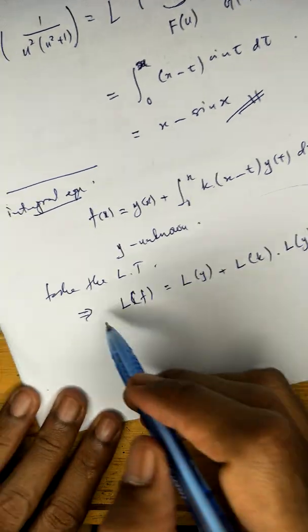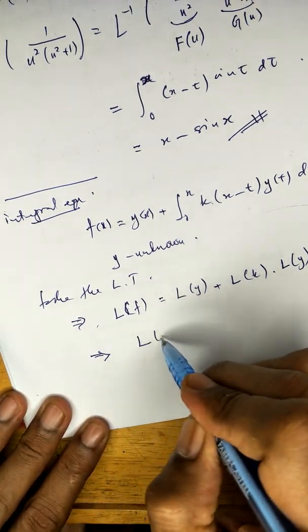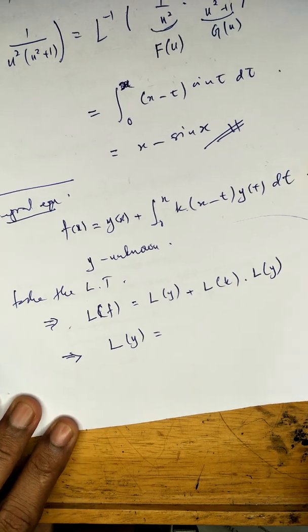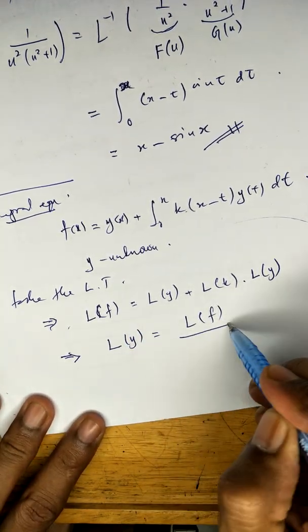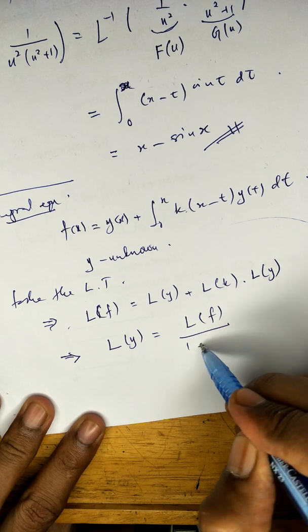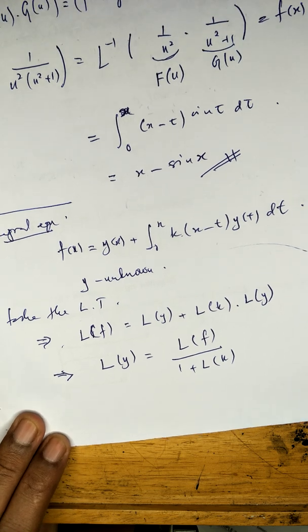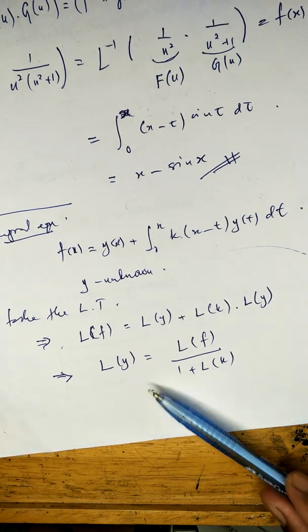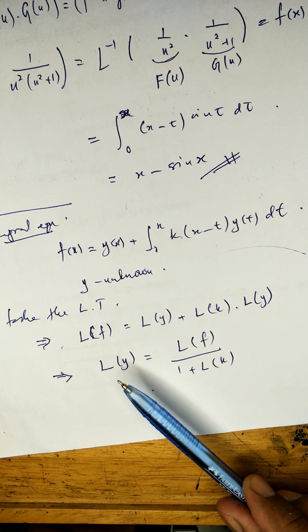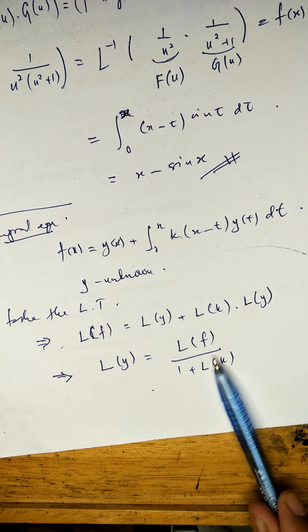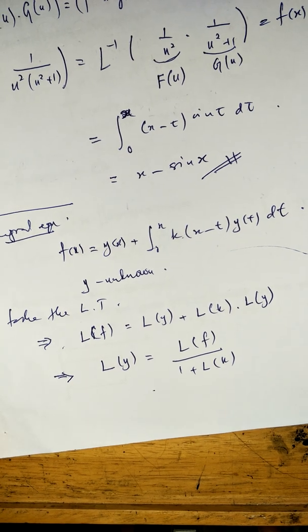And then you can solve for y. You have L of y equal to L of f divided by 1 plus L of k. So that gives you the solution. Then you can find the Laplace transform of y and of all those things, and then you can solve the problem. So let's see an example.